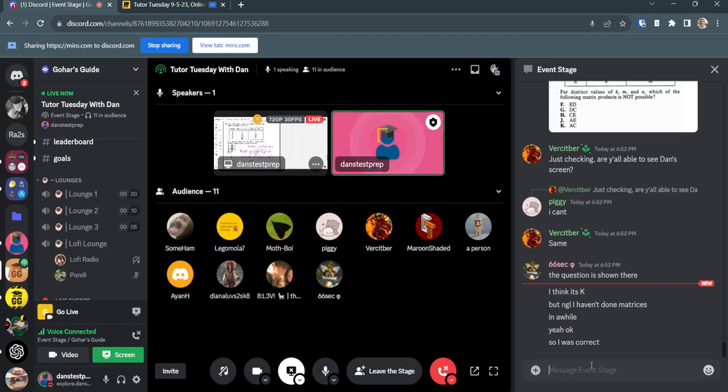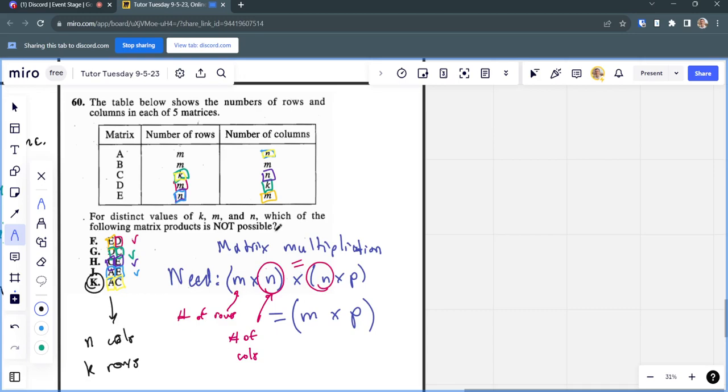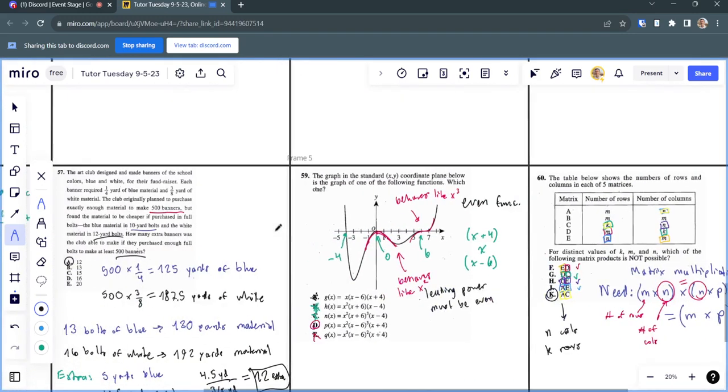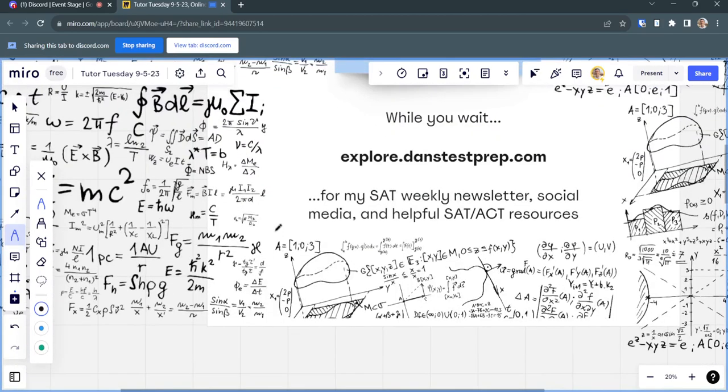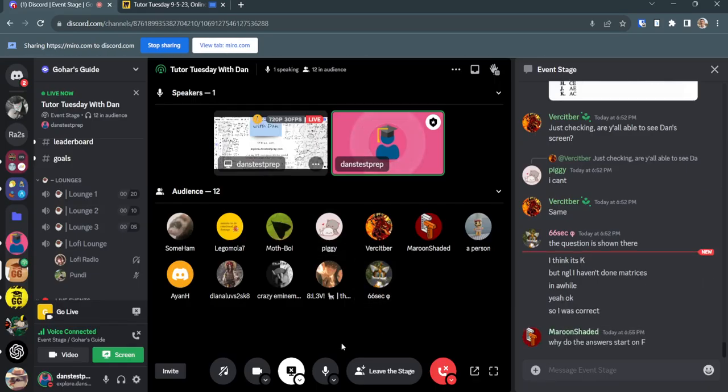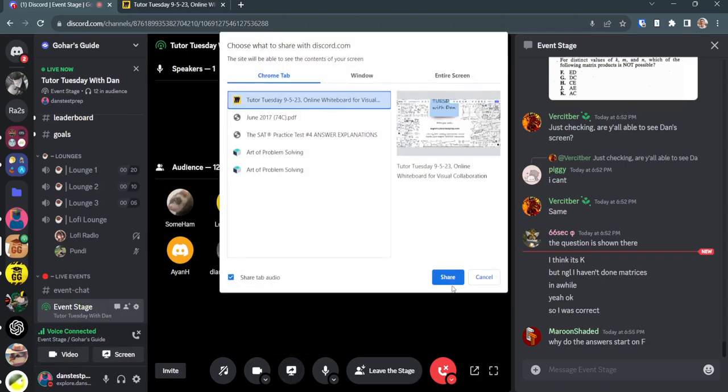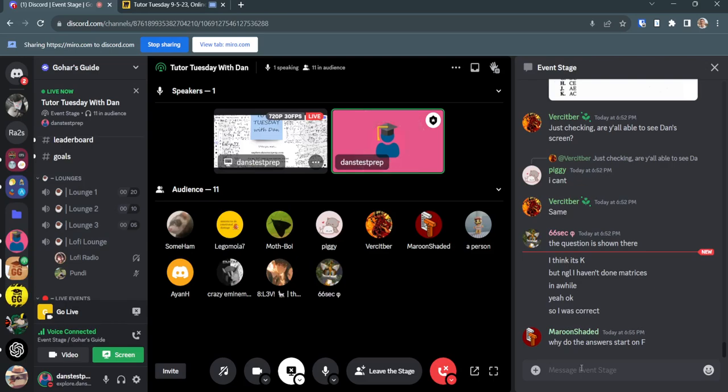Yeah, 66 got it. Okay. Let me reshare the screen and see if you guys are able to see this better. Yeah, ACT is weird. They like to start A through E and then F through K.